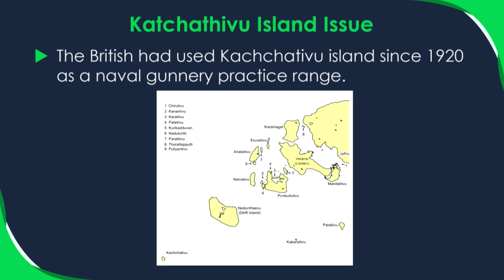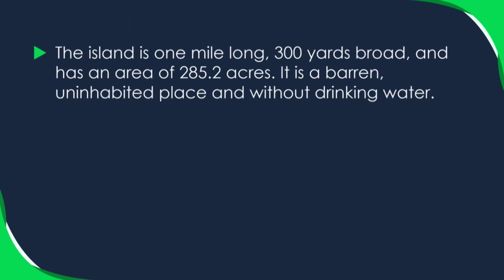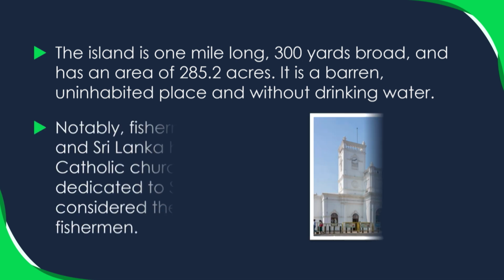The British had used Kachchatheevu Island since 1920 as a naval gunnery practice range. The island is 1 mile long, 300 yards broad and has an area of 285.2 acres. It is a barren, uninhabited place without drinking water.